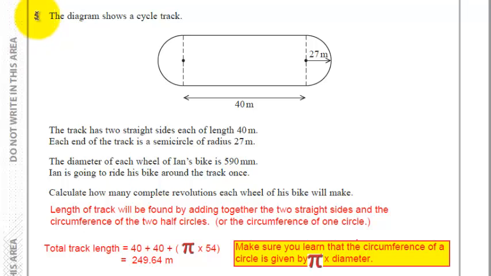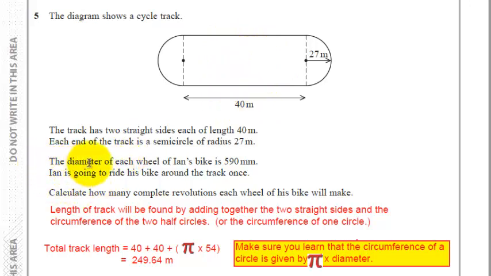Question 5. The diagram shows a cycle track. There it is. The track has two straight sides, each of length 40 meters. Each end of the track is a semicircle of radius 27 meters. So these two sentences are just describing the picture up here.